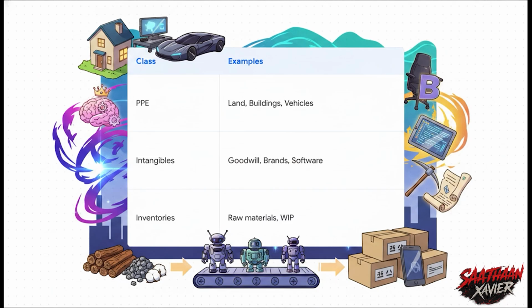Then we have intangibles, which hold the invisible value, like goodwill, brand names, and software. Next up is inventories, which is your operating stock. And notice how inventory is broken down even further into raw materials, work in progress, and finished goods. This level of detail tells a complete, compelling story about exactly where the business's cash is tied up.